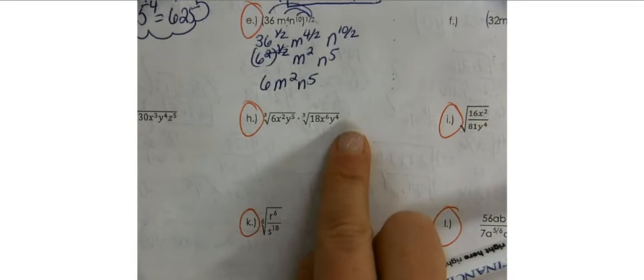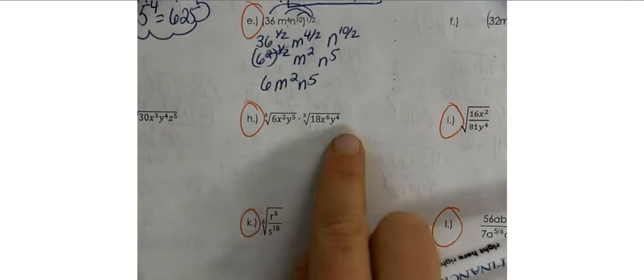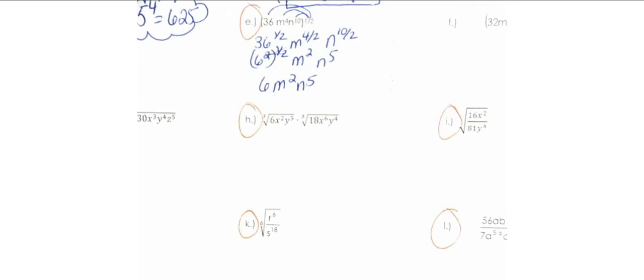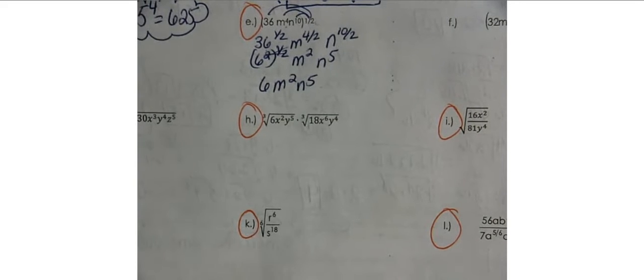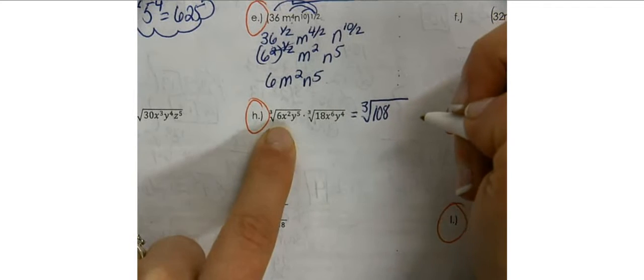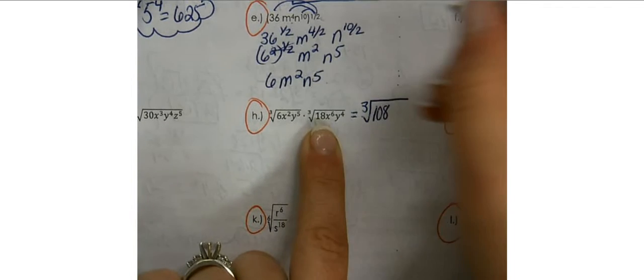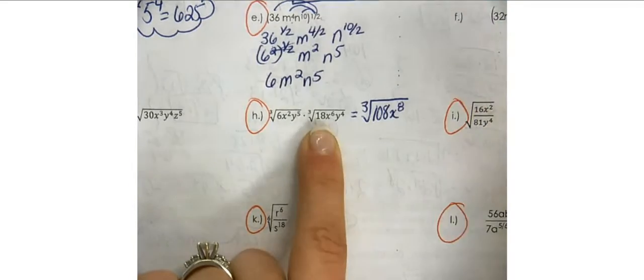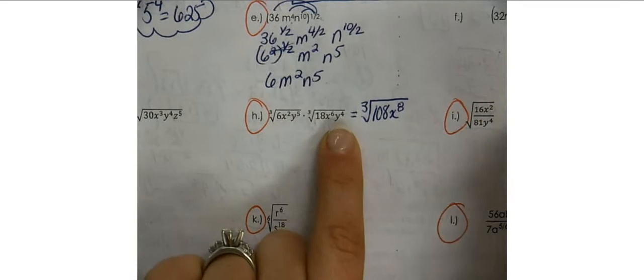For letter H, what we have here are 2 cube roots that are being multiplied by each other. I'm going to simply multiply them, so I'm going to combine and make this one cube root. What that's going to equal is the cube root of 6 times 18, which is 108. X squared times x to the 6th, we add our exponents, so that's going to be x to the 8th power. And y to the 5th times y to the 4th, 5 plus 4 is 9.